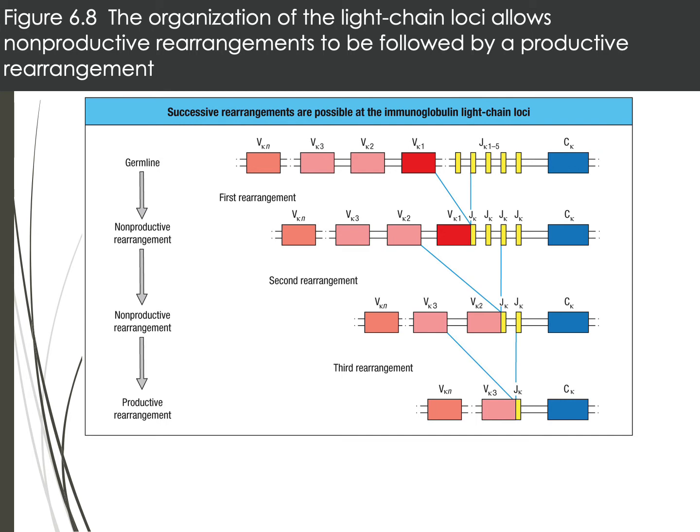And you don't want to just say, all right, the cell goes into apoptosis. We want to try to fix it, right? So under kappa, it goes through several rounds of trying to fix that non-productive light chain. And if that doesn't work, that's why we have a second gene, right? That's why we have lambda that we can go to.